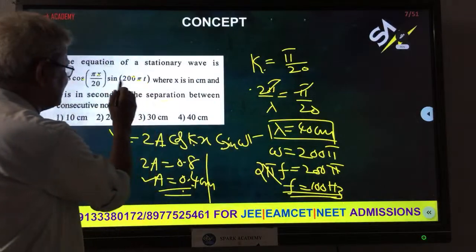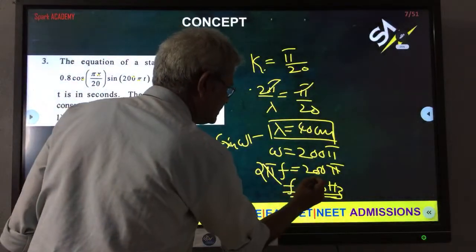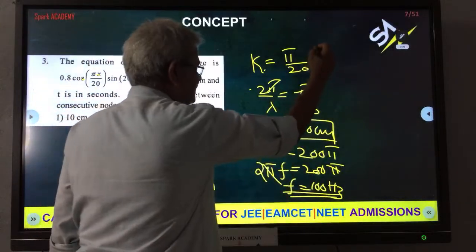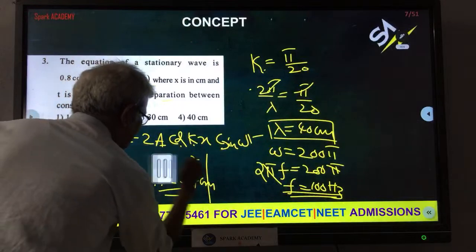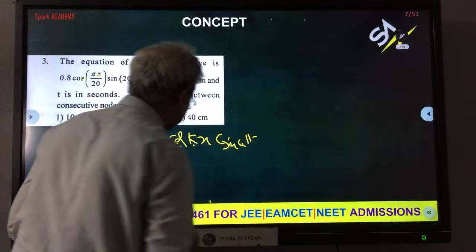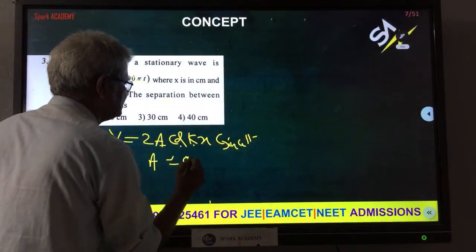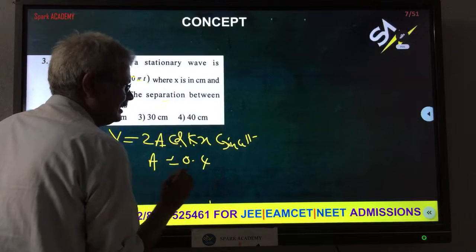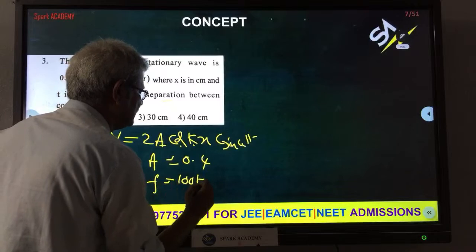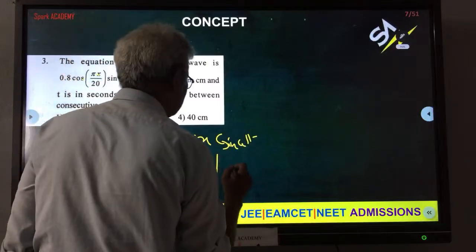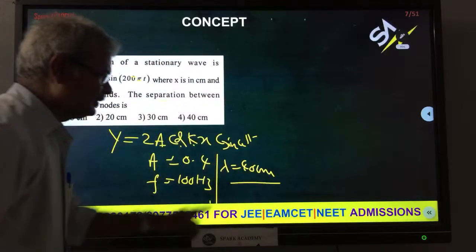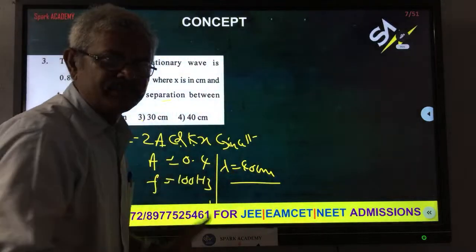Next is the coefficient of t in seconds. Omega is equal to how much? 200 pi, the coefficient of t. 200 pi means pi gets cancelled. So that means what we got till now: the amplitude, how much? 0.4. Amplitude 0.4. Frequency 100 hertz we got. And another one, lambda 40 centimeters. So once you are able to get these things, then it is easy, a diagram is not required.